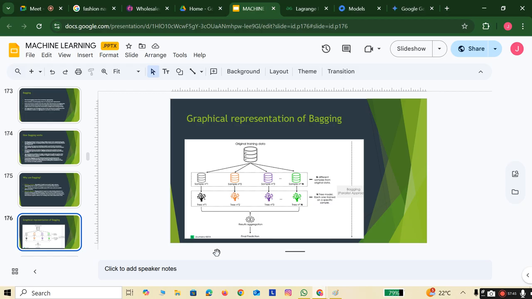Graphical representation of bagging. Original training data, then we have sample 1, sample 2, sample 3, sample 4, up to sample n. N different samples of original data. Then you implement a decision tree. You implement decision tree 1 on sample 1, decision tree on sample 2, then you aggregate.